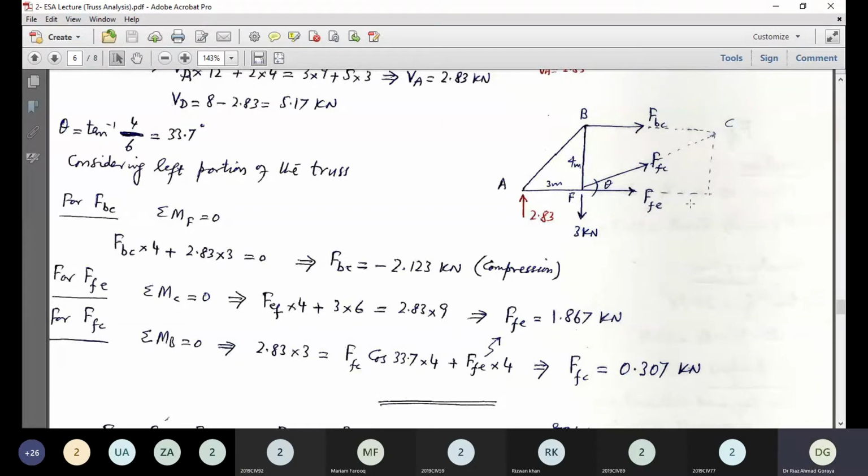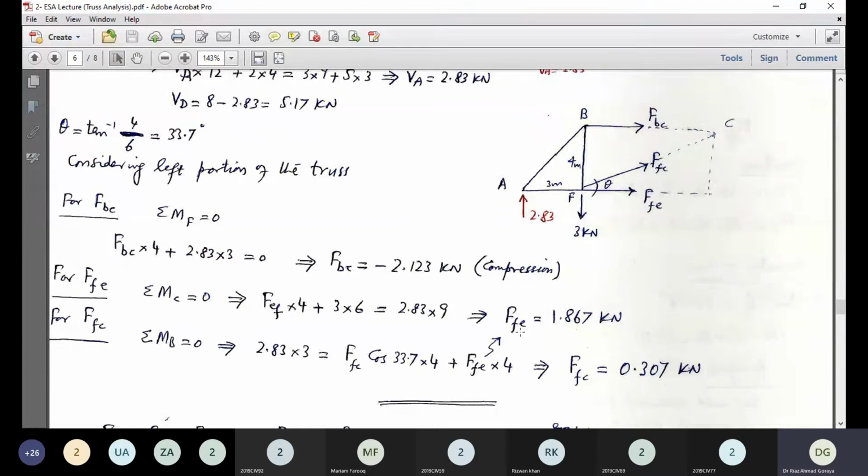So FFE into 4, the vertical distance, plus 3 into 6, this total distance, is equal to 2.83 into 9, this 3 plus 6. So this will result in FFE equal to 1.867 kilonewton. Again, the answer is in one line. That is just because of considering the appropriate moment center.